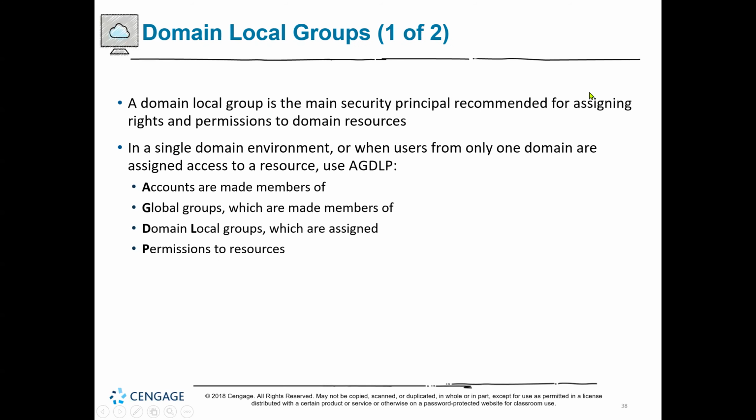Domain local groups. A domain local group is the main security principle recommended for assigning rights and permissions to domain resources. In a single domain environment, or when users from only one domain are assigned access to a resource, use AGDLP. Accounts are made members of global groups, which are made members of domain local groups, which are assigned permissions to resources. So this is one of those you can put music to it or whatever to remember it.